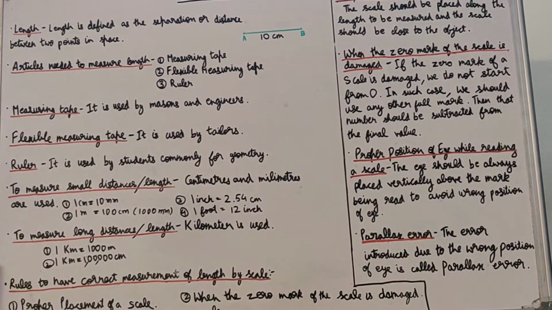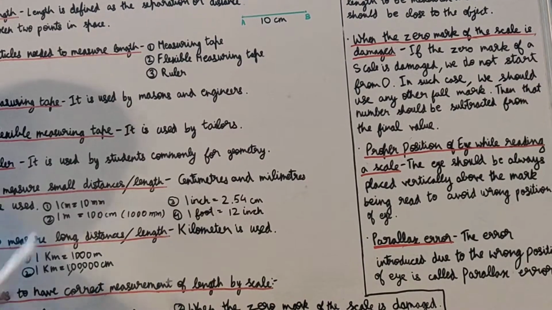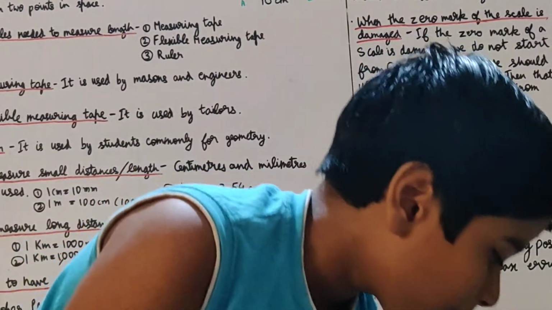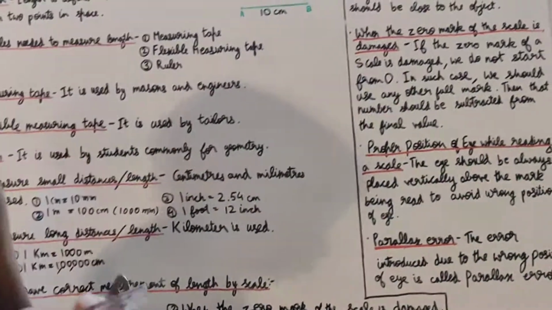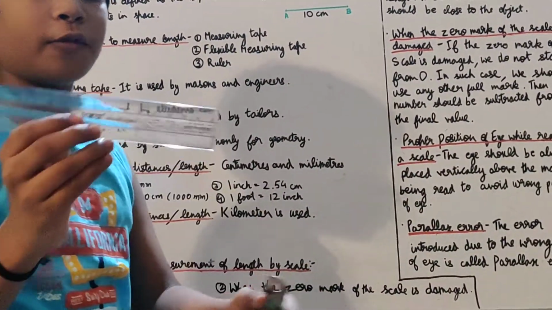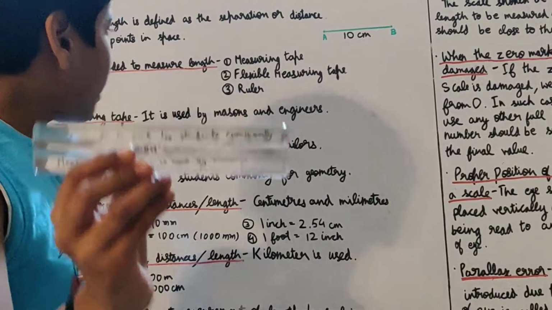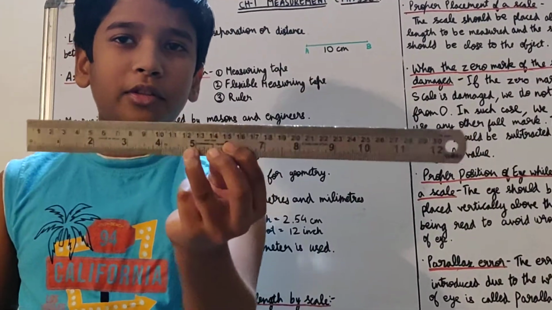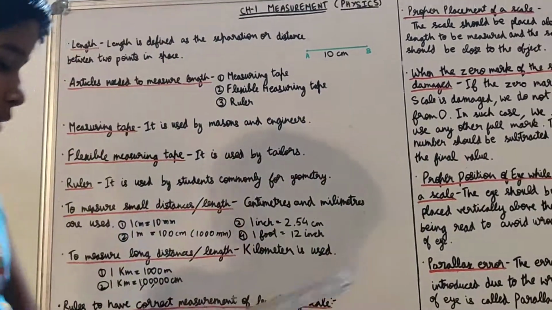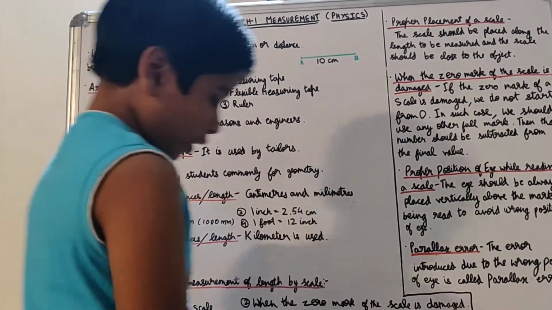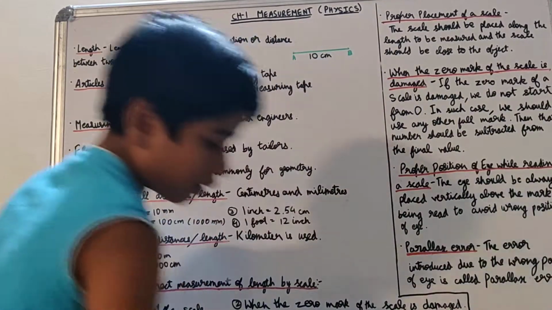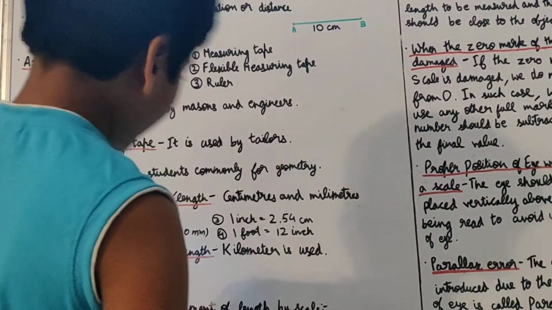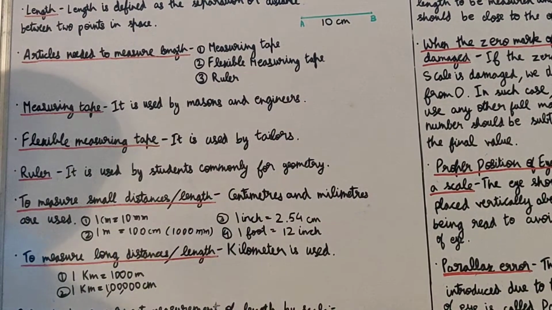Then it is the ruler. It is used by students commonly for geometry. Now everybody knows that this is a small scale of 15 centimeters and this is a big scale of 30 centimeters. This ruler is used for geometry also. Every student knows this. For making line segments and angles, rulers are very important.